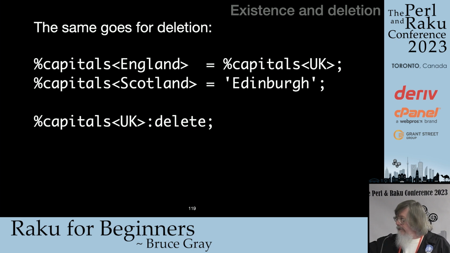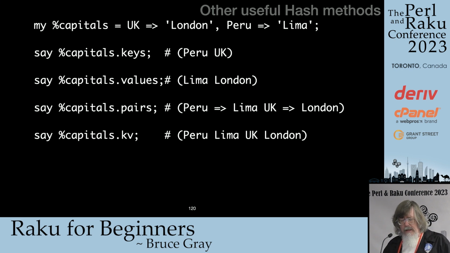And I'll note that if you do this with delete, it returns the deleted value as it's removing it from the hash, which is also how Perl does it. It's useful sometimes. We can ask a hash to give us only the keys, only the values, just like Perl. But we can also ask for pair objects. And so the result of that pairs line is 2 pair objects.